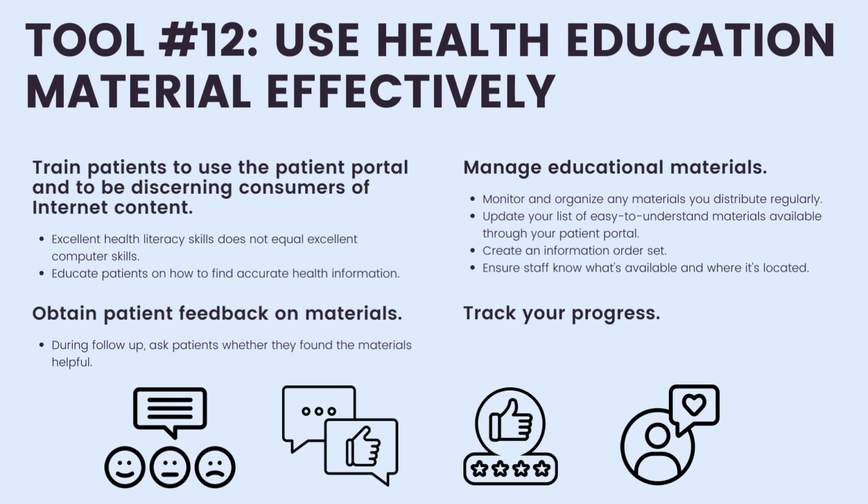Create an information order set. Have someone in your office assess electronically stored materials and identify the best ones. Then create information order sets for commonly used materials. For example, you might create an order set of materials to give to patients newly diagnosed with a chronic condition or who are starting a new treatment. Order sets can also be made available through the patient portal.